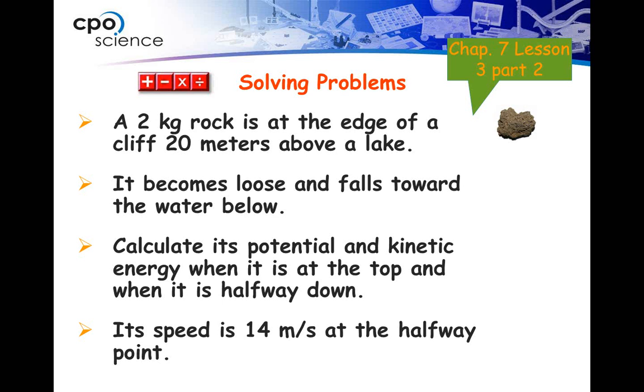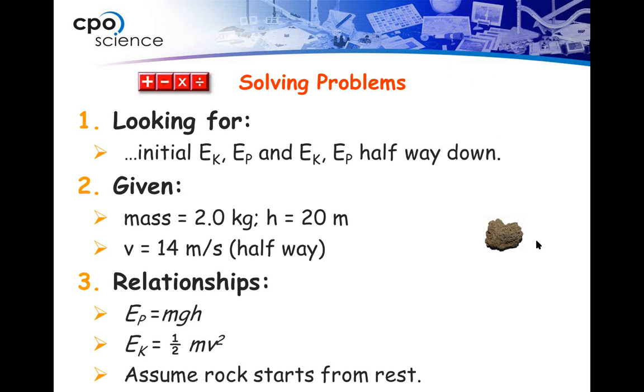So this particular problem has several things that we'll be doing in order to solve it at the end. A couple of things that we're looking for: kinetic energy, potential energy, and kinetic and potential halfway down. Here are some of the givens. The mass of the rock is 2 kilograms. It is 20 meters above the lake, and our velocity is measured to be 14 meters a second about halfway down. At the bottom, you can see our formulas or our relationships.